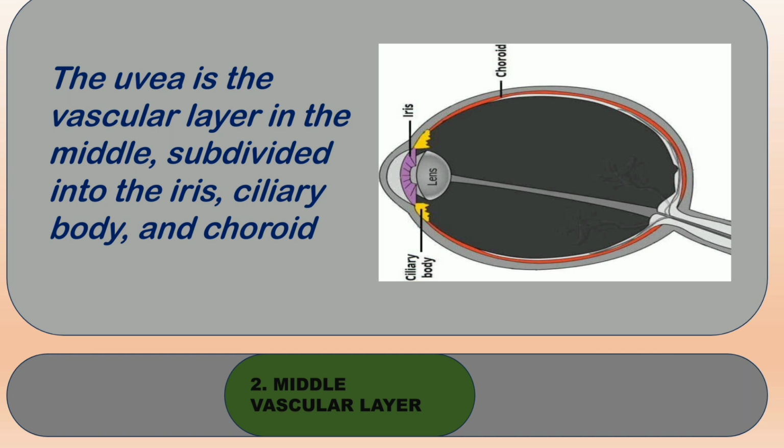Ciliary body. This structure connects the choroid to the lens and contains ciliary muscles, which help in changing the shape of the lens for focusing on near and distant objects. Accommodation. Iris. This is the colored part of the eye that controls the size of the pupil and regulates the amount of light entering the eye. The pupil, the black circular opening in the center of the iris, expands or contracts based on light intensity.